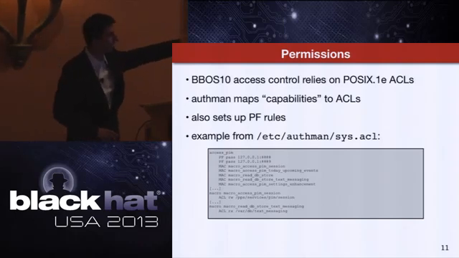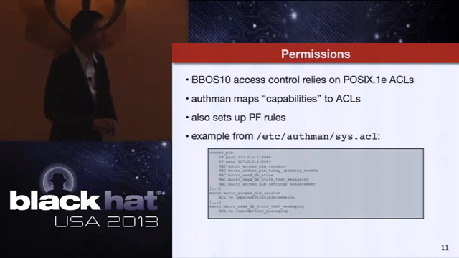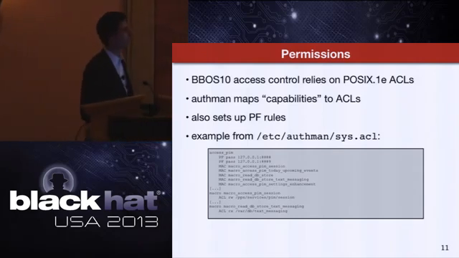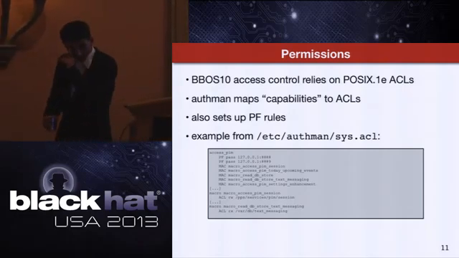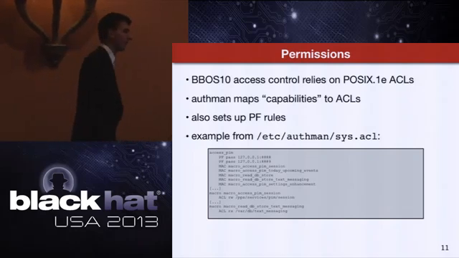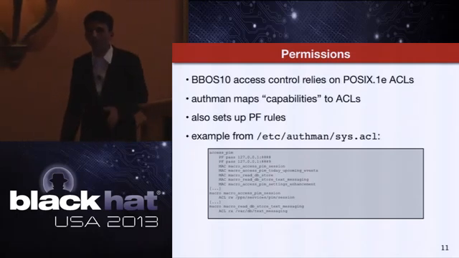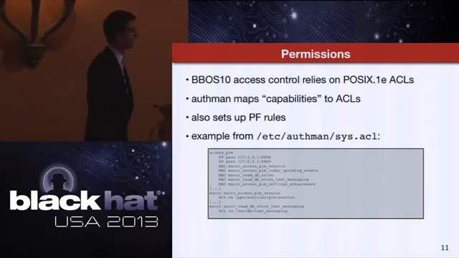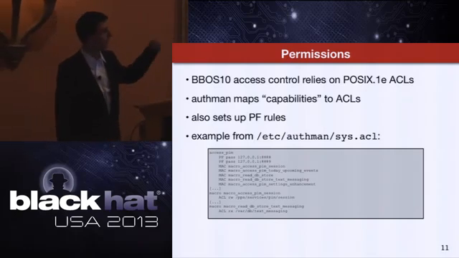BlackBerryOS 10 has a gazillion permissions, and they're actually mapped to the operating system layers by a process called authman. This basically maps the permissions or capabilities to access control lists. Someone apparently here was a really big fan of the POSIX 1.2e ACLs. If you look at the file system, every second file on average will have an ACL attached to it. And in most cases, that's done dynamically by authman.